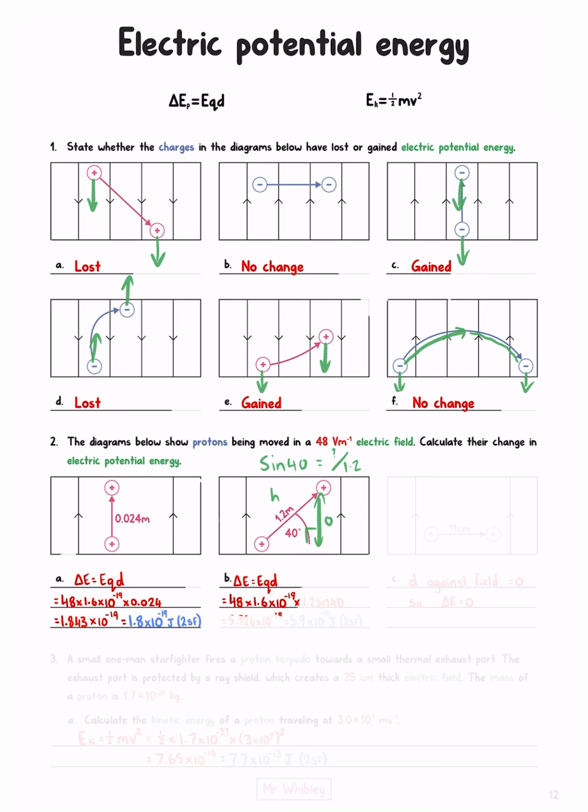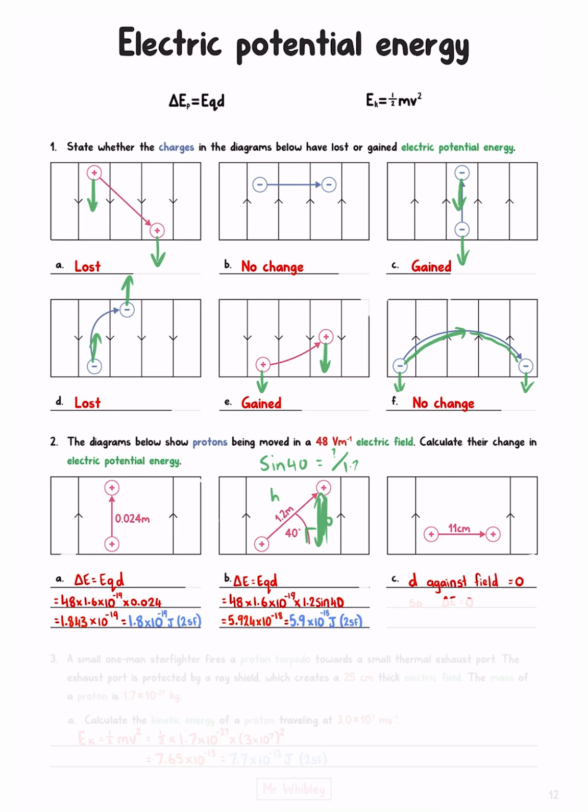To solve for our question mark, the component that we're trying to find here, we just multiply both sides by 1.2, which gives us 1.2 times sine 40, giving us 5.924 times 10 to the minus 18, or 5.9 times 10 to the minus 18 joules to two significant figures. In our last example, we have a proton traveling 11 centimeters. However, this distance is at a right angle to the field, and so the distance against the field is 0, and so our change in our electric potential energy is also going to be 0.